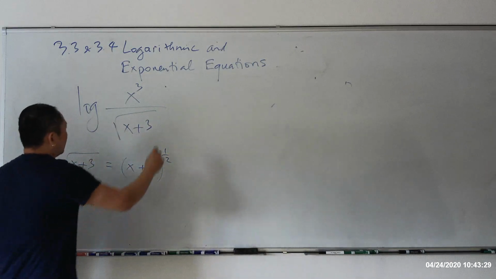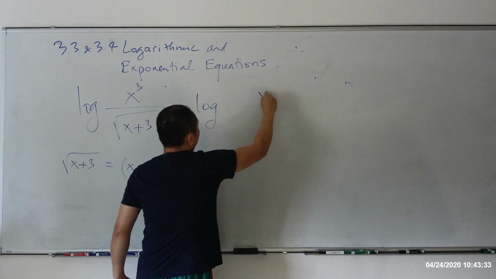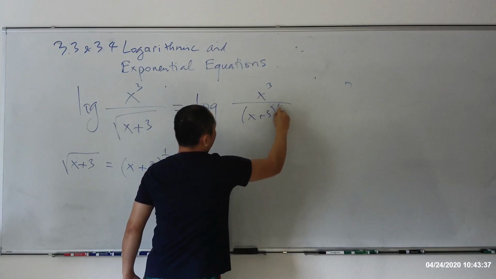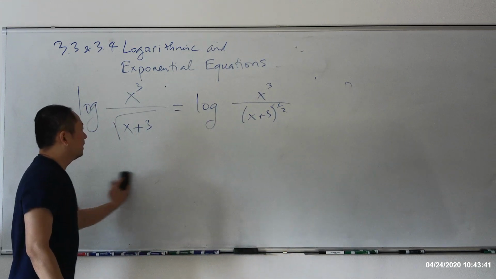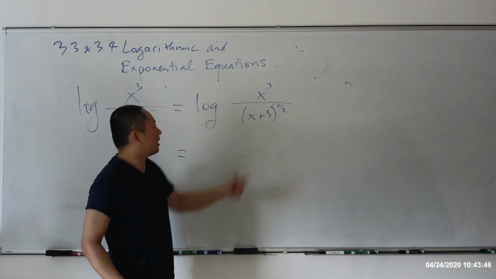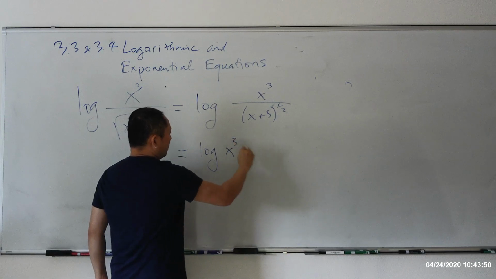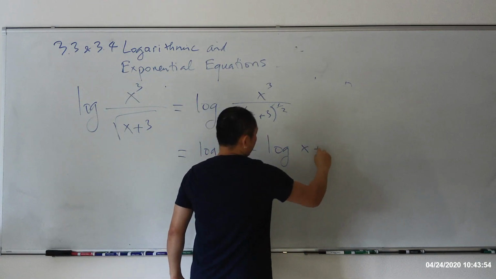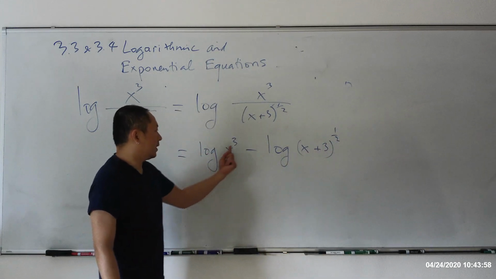So you have it that way. You can rewrite it as log base 10 of x cubed over (x plus 3) to the 1/2. Now you have a fraction: whatever is on top goes plus, bottom goes minus. So I get log base 10 of x cubed minus log base 10 of (x plus 3) to the 1/2. Now we have two single logs with exponents.